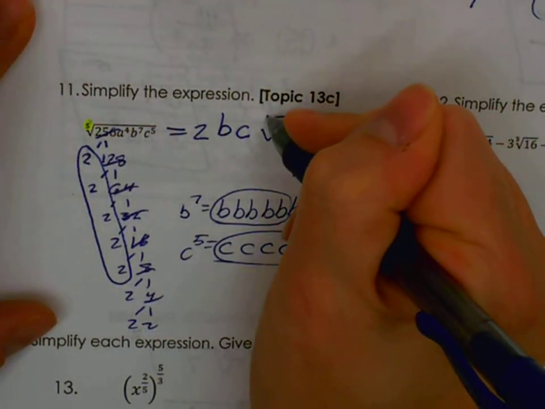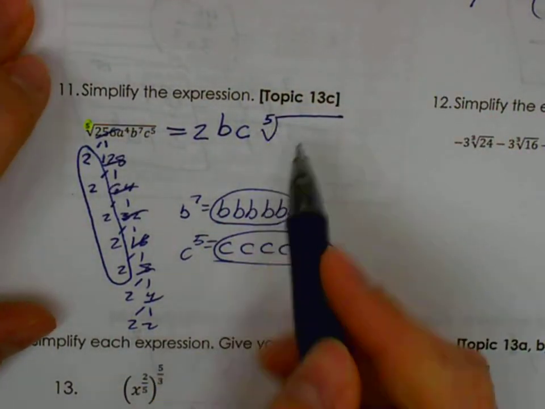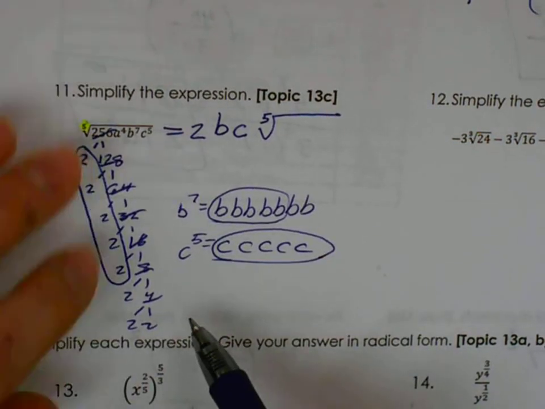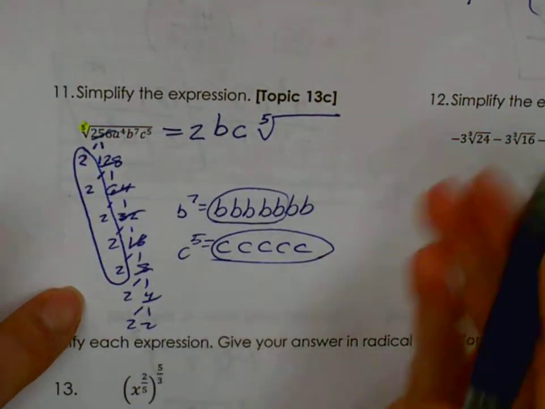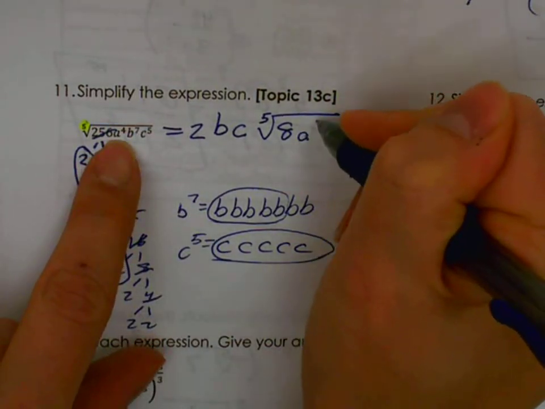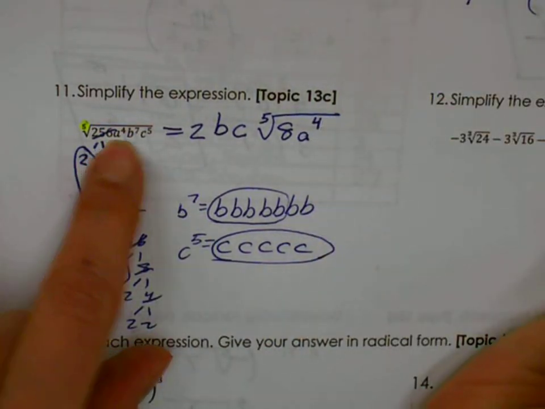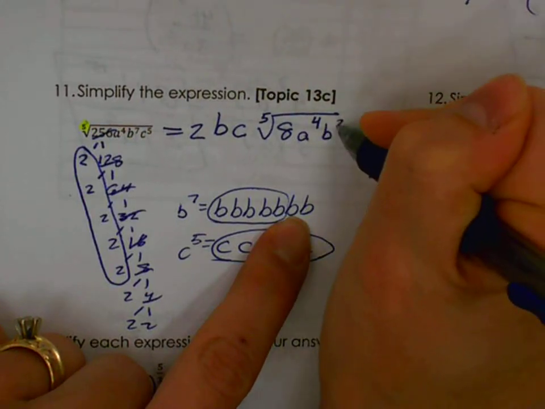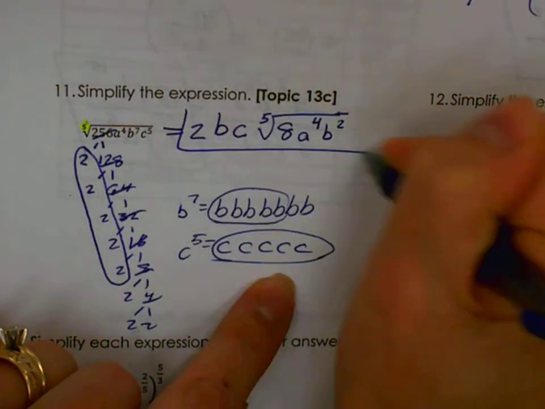Here's what's staying in, and make sure you write that 5 in there. I have 3 2's, so I multiply them. 2 times 2 times 2 is 8. I have the 4 a's, because I couldn't make any groups of 5 with 4. I have 2 leftover b's here, and I don't have any c's.